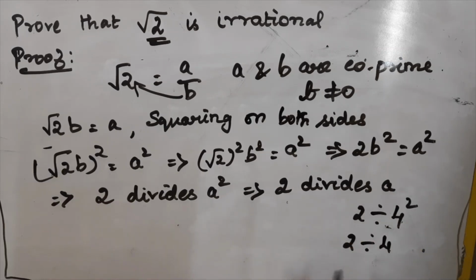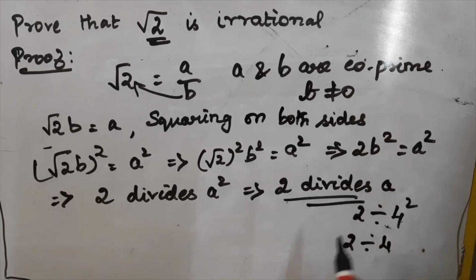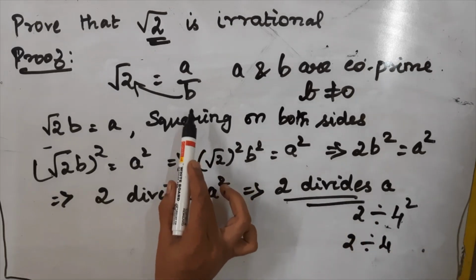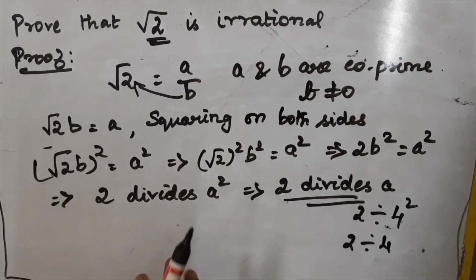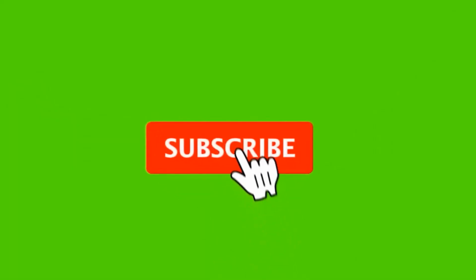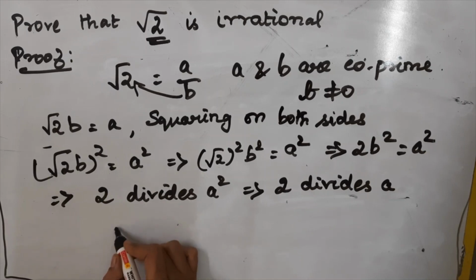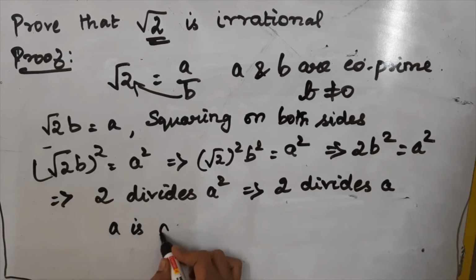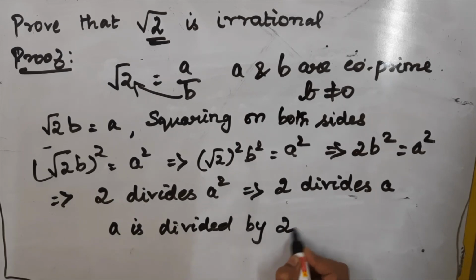So 2 is dividing a. We are going to prove 2 is dividing b as well, and then we are going to prove that our assumption is wrong. So a is divisible by 2, we can conclude from here.